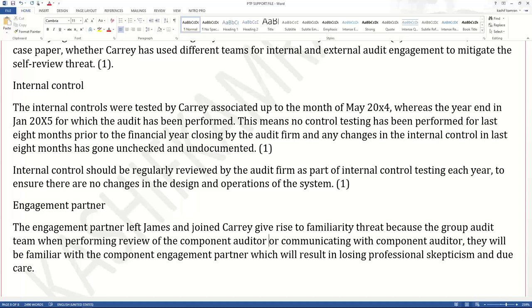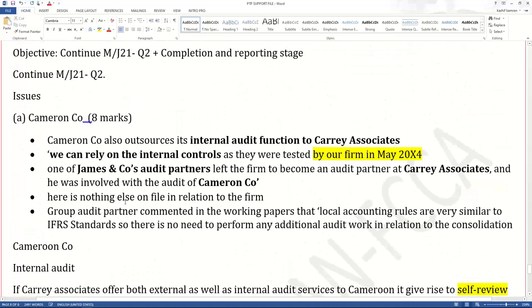But currently, the familiarity threat is of major concern here. We normally know that whenever there is a familiarity threat, intimidation threat comes by default, but I'm not going down explaining the intimidation threat in the context of the webinar. So that's one issue, right? With the engagement partner. Now, the second problem is that the partner left, there was a familiarity threat. Then what happened exactly? What happened was the next point.